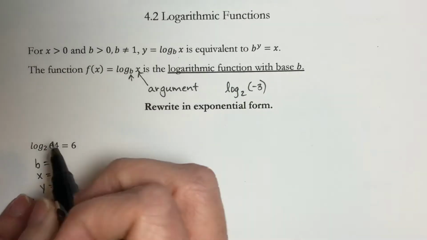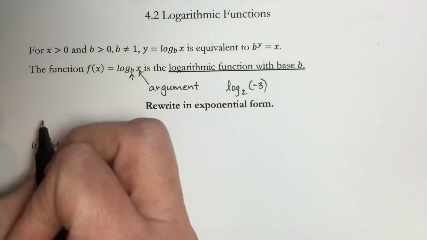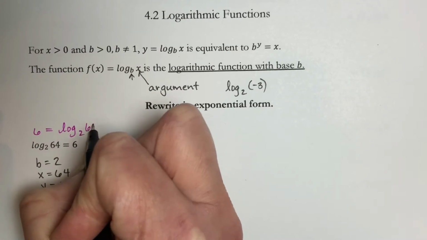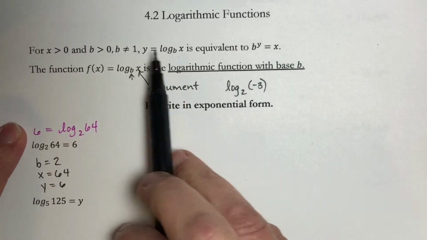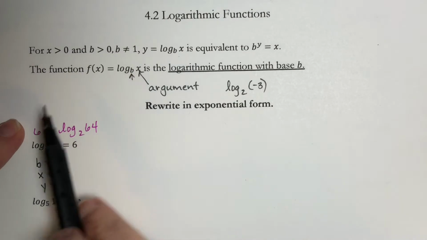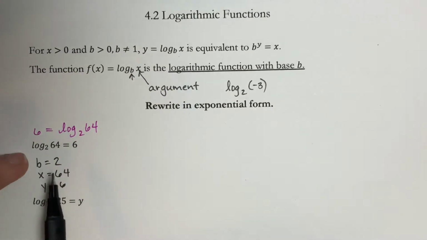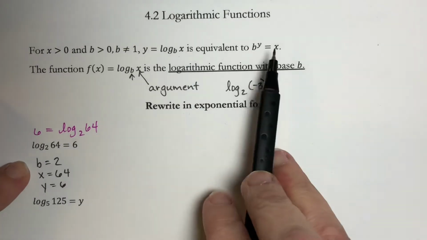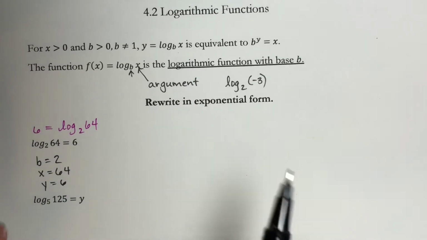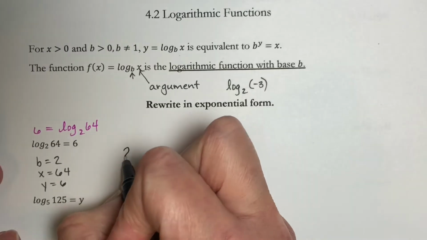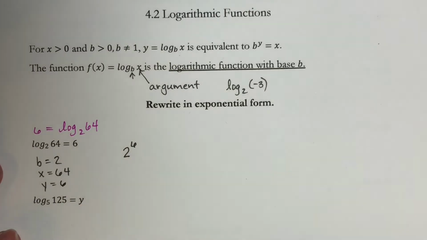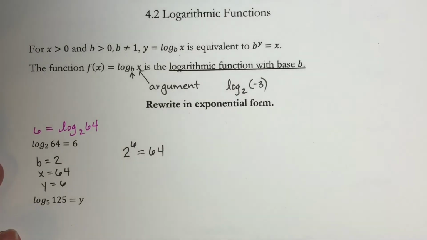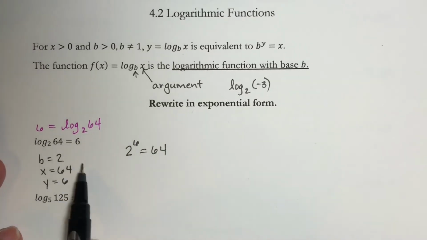Let me rearrange this so it might be a little bit easier for you to see. 6 is equal to log base 2 of 64. And I wrote it this way because that's the order it's written in up here. If you're just pattern matching, your y is a 6, your b is 2, and your x is 64. So if I switch it to this form, I have b raised to the y power. So 2 raised to the 6th is equal to 64.